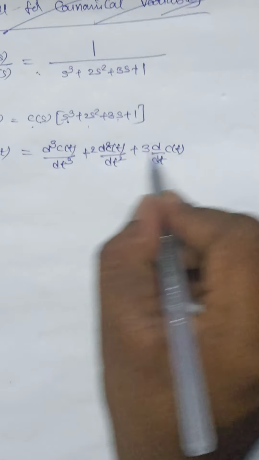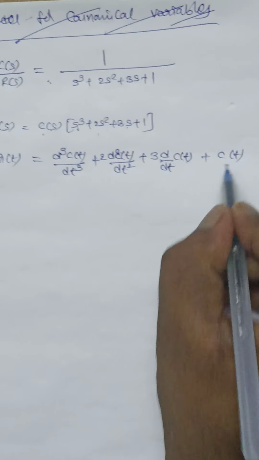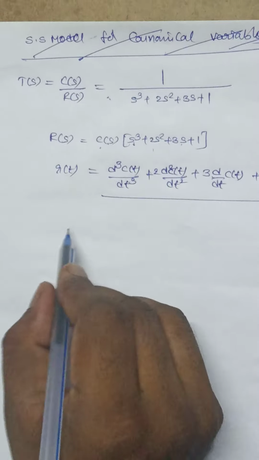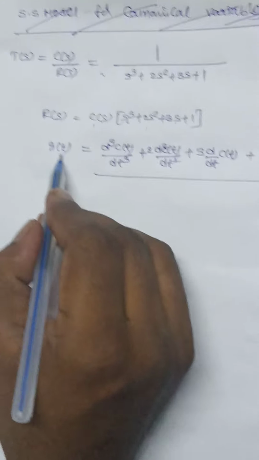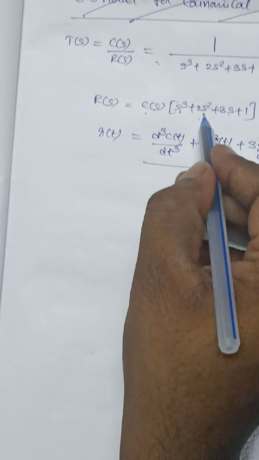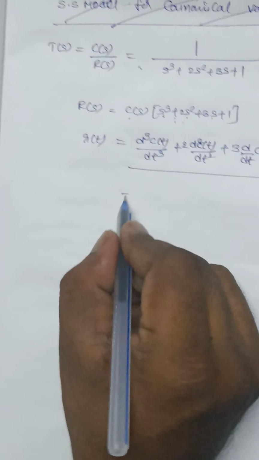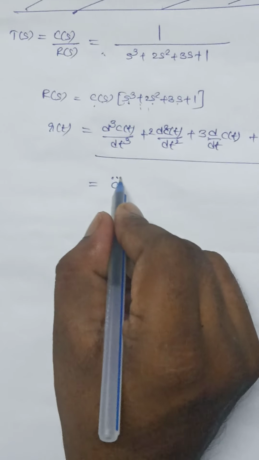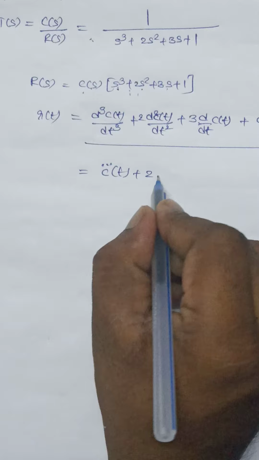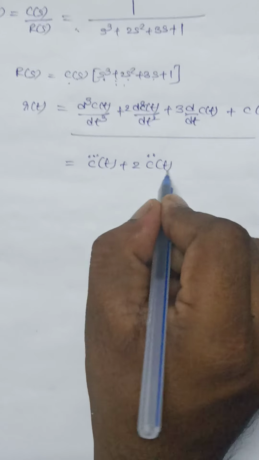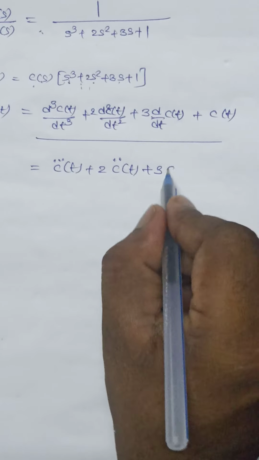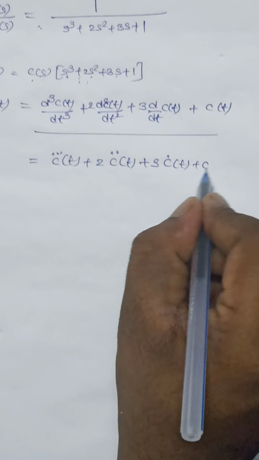It is C of t plus C of t. So this is how we can write this differential equation from this equation by applying the inverse Laplace transform. So now this is nothing but C triple dot of t plus C2 into C double dot of t plus 3 into C dot of t plus C of t.